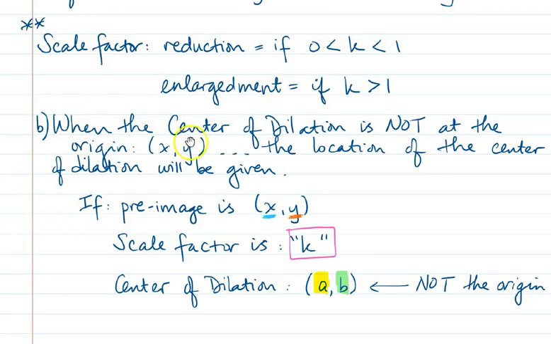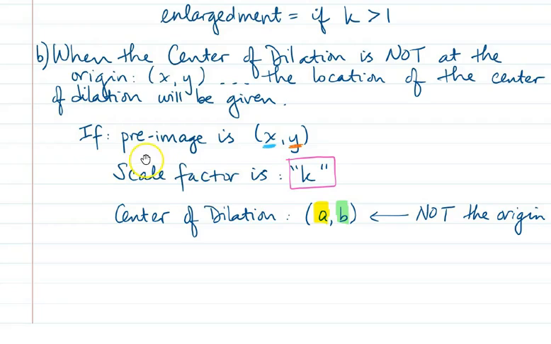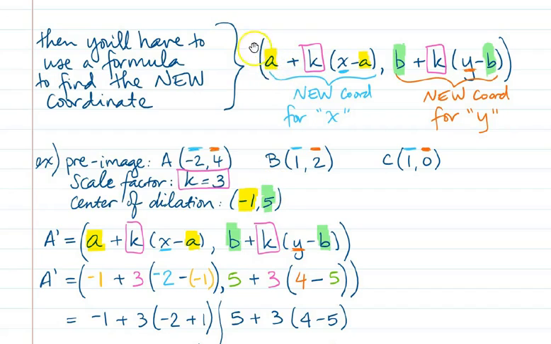So once again, when the center of dilation is not at the origin, the location of the center of dilation will be given, such as these examples. So here's an example. If they give you a pre-image, as in an ordered pair, and they indicate what the scale factor is, they also will tell you the location of your center of dilation. So here you have a formula that you will need to use to find that new coordinate. Okay? And it is color-coded.